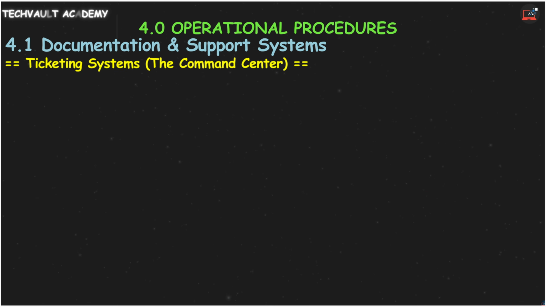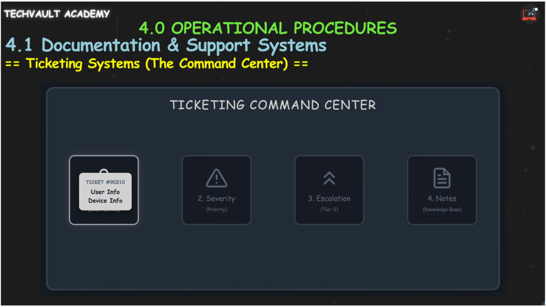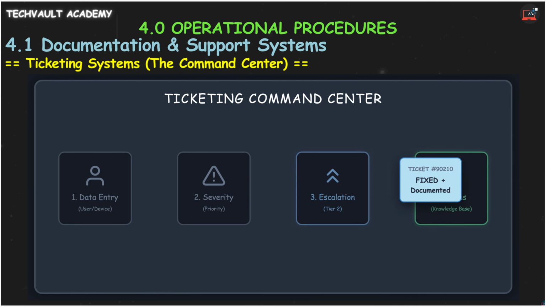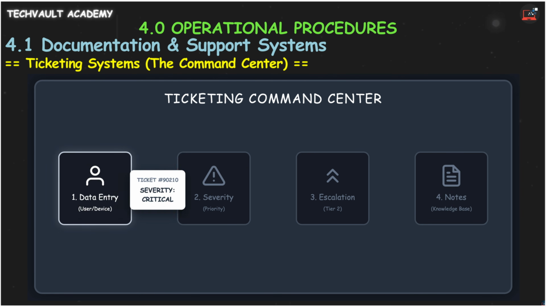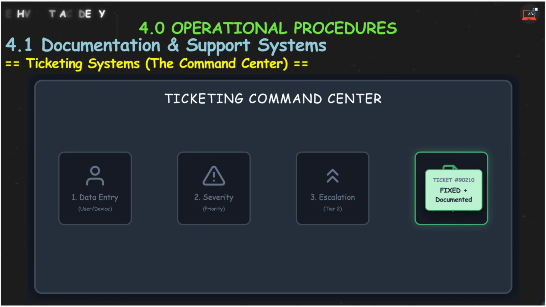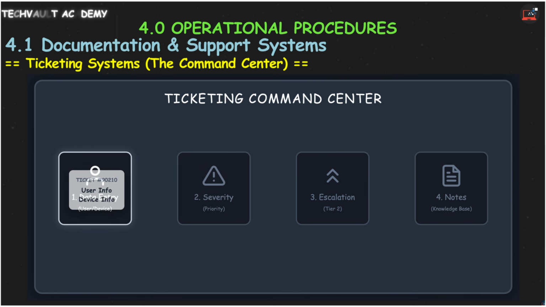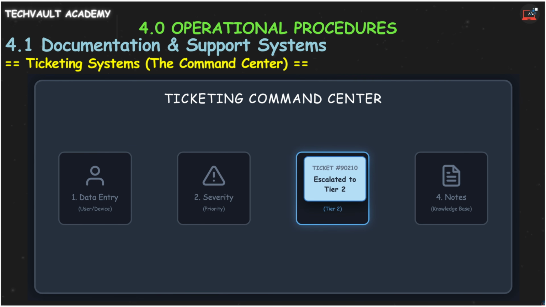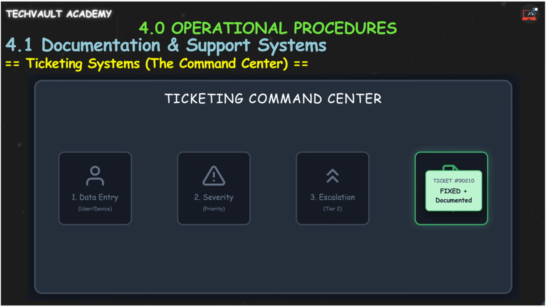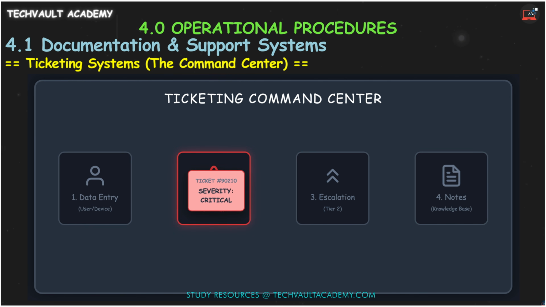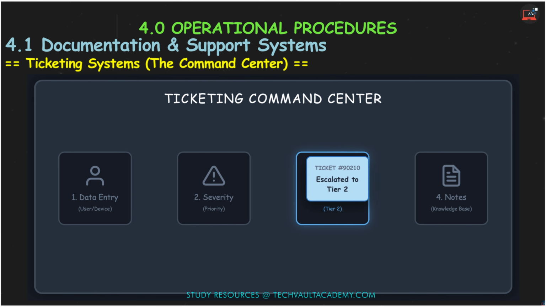Next is the IT Command Center, the ticketing system. Every issue needs a ticket. You need accurate user and device information, a clear description, and a severity level. Severity dictates priority. A broken mouse is low, but a server down is critical. If a ticket is too complex for Tier 1 support, we perform an escalation, handing it off to a specialized team like networking. And remember, your notes in the ticket must be clear. We document the resolution so the next technician doesn't have to reinvent the wheel.